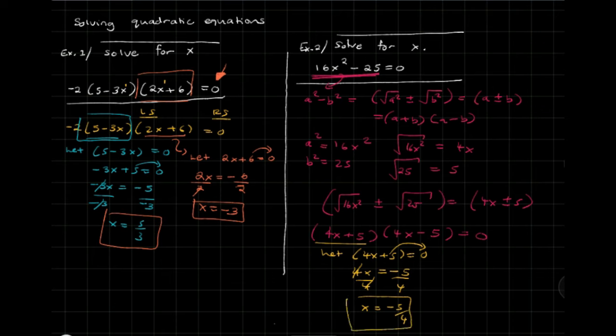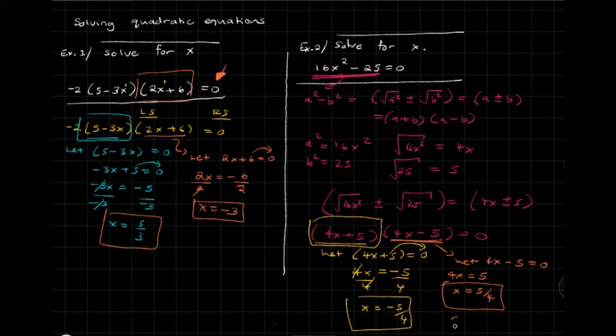If x is equal to negative 5 over 4, this guy here becomes 0, and 0 times the other factor gives you 0. So left side is equal to right side. I'm going to do the same thing for the next factor, this factor here. I'm going to let 4x minus 5 equal 0. 4x is equal to positive 5. X is equal to 5 over 4. And this is our solution.